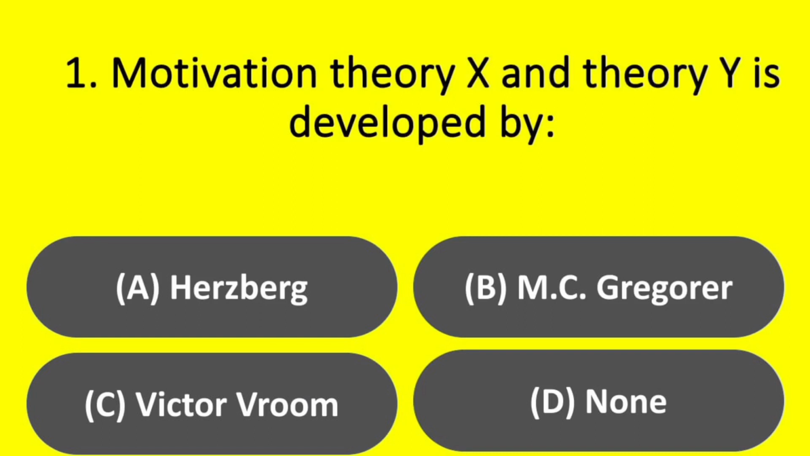Question. Motivation theory X and theory Y is developed by: option A, Herzberg; option B, McGregor; option C, Victor Vroom; option D, none. Answer: option B, McGregor.